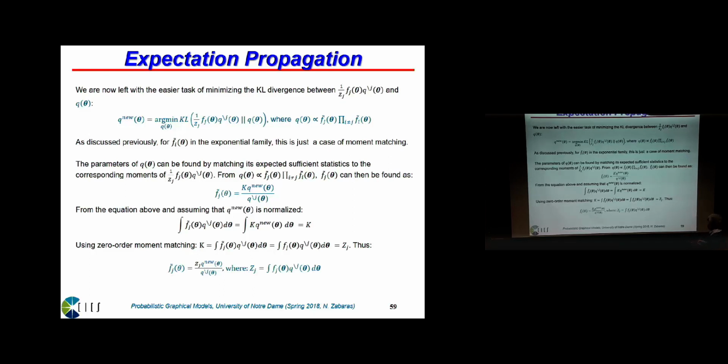And k is a normalization constant, so we assume that when you compute q of theta, you normalize it. With normalized q, if you integrate this in theta, k times q nu, so q nu d theta is 1, so you get k. So k is basically this normalization factor, all right? And we call this actually zj. So the update formulas for the expectation propagation algorithm is what you see on the bottom.